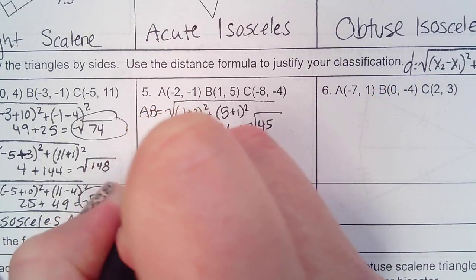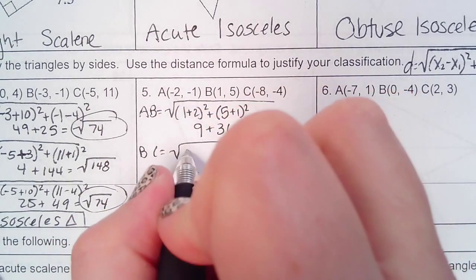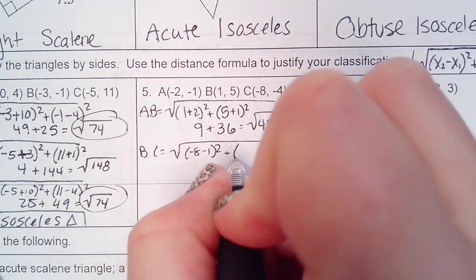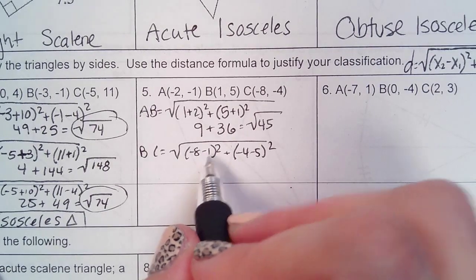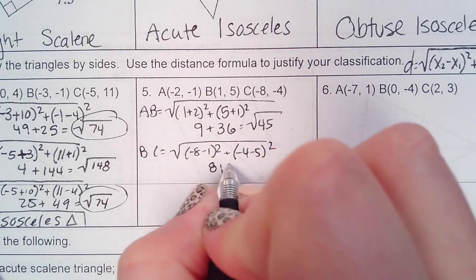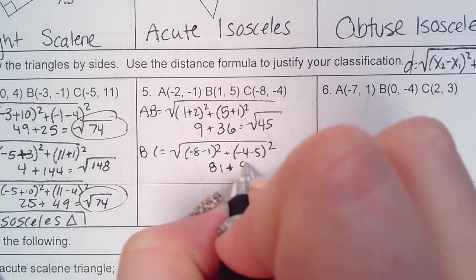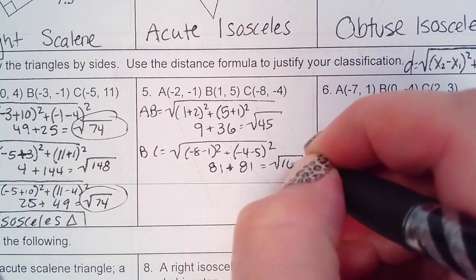BC, square root of -8 minus 1 squared plus -4 minus 5 squared. -8 minus 1 is -9. -9 squared is 81 plus -4 minus 5 is -9. -9 squared is 81. So this equals the square root of 162.